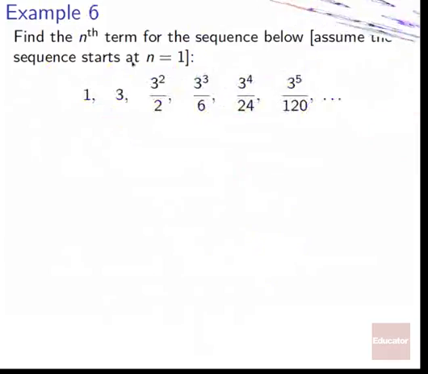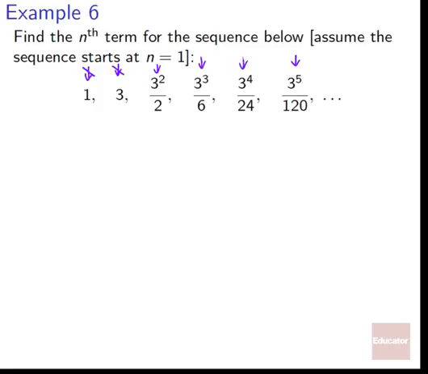Great. Last example, find the nth term for the sequence below. Assume the sequence starts at n equals 1. So we see right off the bat, this thing changes its format a fair bit in these two, right? It's totally different in these two. So before we even really start looking for patterns, we want to get everybody into the same format. That'll just make it easier to see patterns. So how can we get them in the same format?